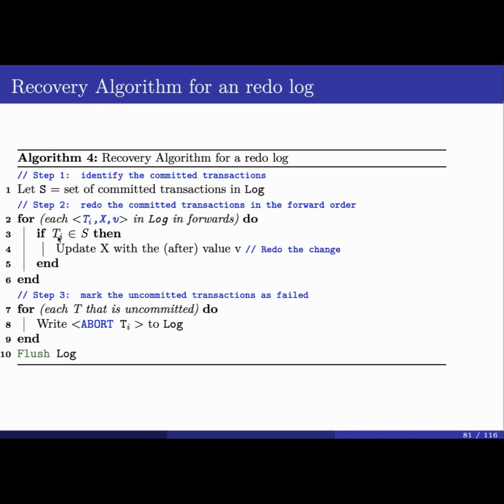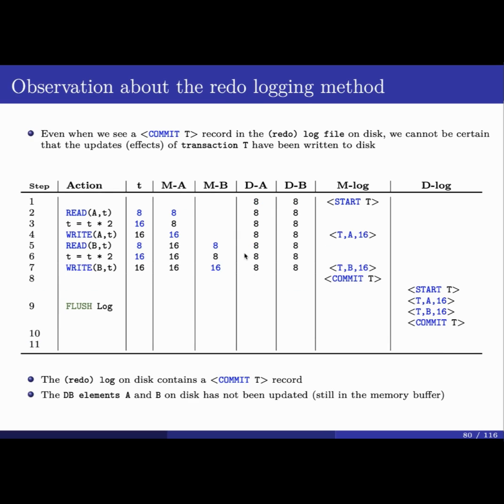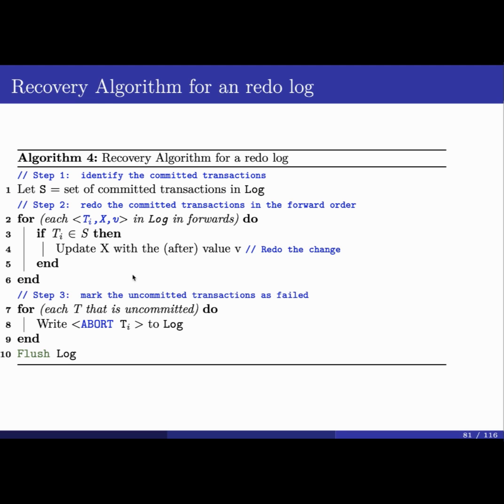And for every single committed transaction, you need to update the value of X with the after value. Can I do this? Yes, because here, for example, starting at the beginning, I have only transaction T committed. I need to redo this one. So I start from the beginning. I need to do what? Write A and 16 and output A. And write B and 16 and output B. That's what we're going to perform here.